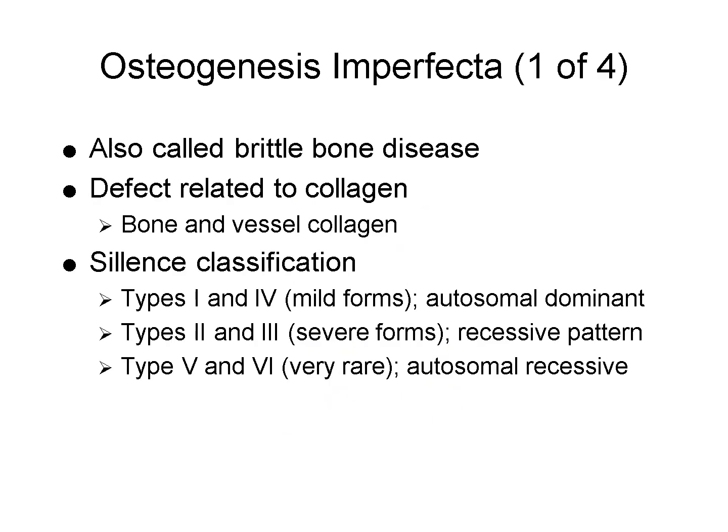Osteogenesis imperfecta, or brittle bone disease, is a collagen-related genetic disorder that weakens bones. It affects both bone and vascular collagen, making bones prone to fractures. There are several types based on severity, with types I and IV being mild and types II and III more severe. The condition follows autosomal dominant or recessive inheritance patterns.